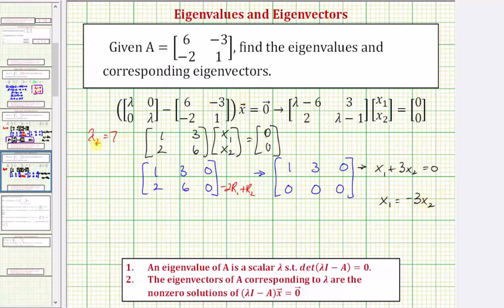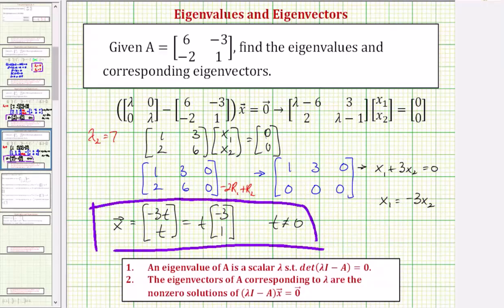Which means the eigenvectors corresponding to lambda equals 7 would be vector x, which has an x component of, in this case, let's let x sub 2 be equal to t, and therefore x sub 1 would be equal to negative 3t. If we want, we can write this as t times the vector with an x component of negative 3 and a y component of 1. So any multiple of this vector would be a corresponding eigenvector, again where t can't equal 0.